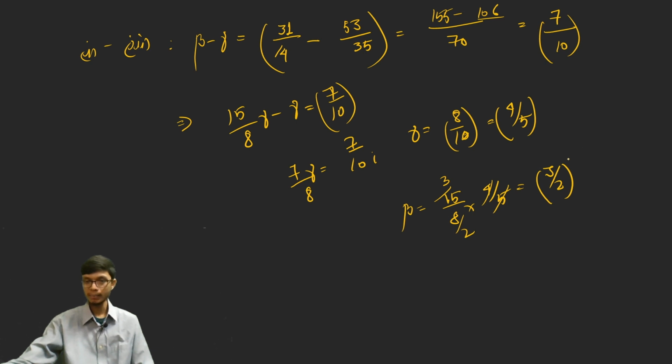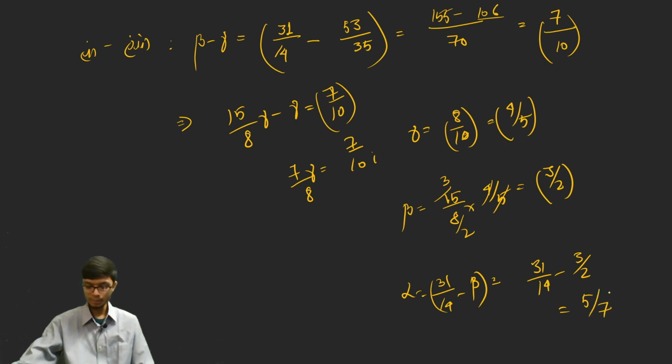Now if you have the values of beta and gamma, then you can find the value of alpha. You can use the first equation, alpha plus beta, because you don't know the value of lambda. So you can do alpha is equal to 31 by 14 minus beta, and beta is equal to 3 by 2. So this will give you 31 by 14 minus 3 by 2, which is 31 minus 21 over 14, that is 10 by 14, basically 5 by 7. So the alpha value will be equal to 5 by 7. So if you have alpha equal to 5 by 7 and beta equal to 3 by 2, you can definitely obtain the value of lambda.